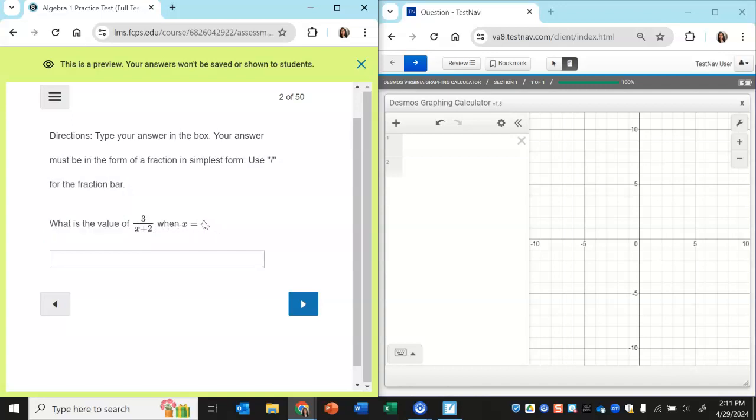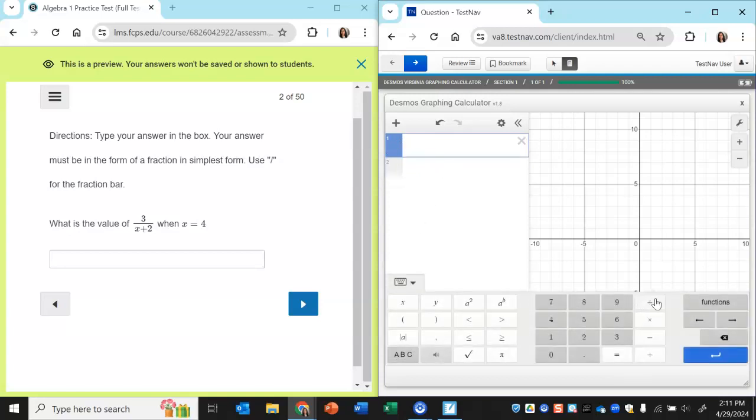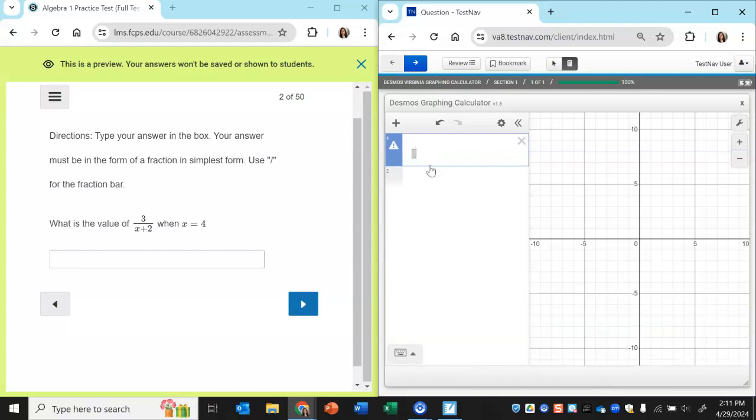So this is just where you have to take 4 and plug it in. We're going to just put that in Desmos. So whenever there's a fraction, I do like to put the fraction bar. It's just a division symbol, and you have it right there on your keyboard. So that's 3, and then you have x is 4, and then plus 2.